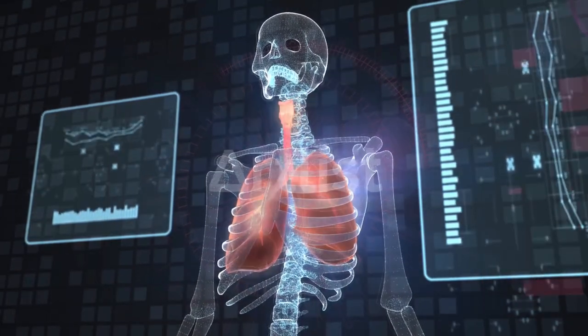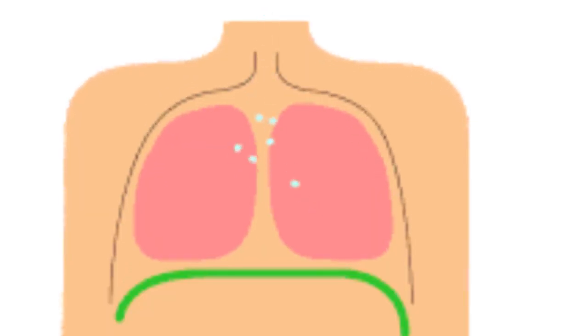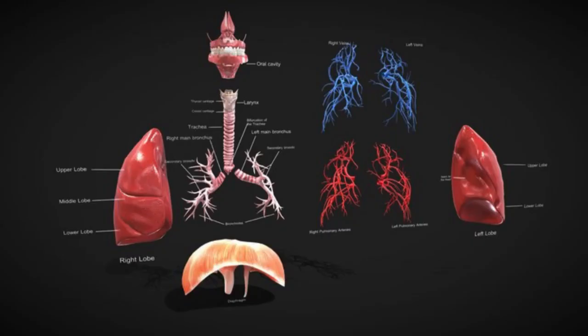Regulation of pH. By controlling the levels of carbon dioxide in the blood, the lungs help maintain the body's acid-base balance. Respiratory system interaction. Trachea, the windpipe that conducts air from the throat to the bronchi.